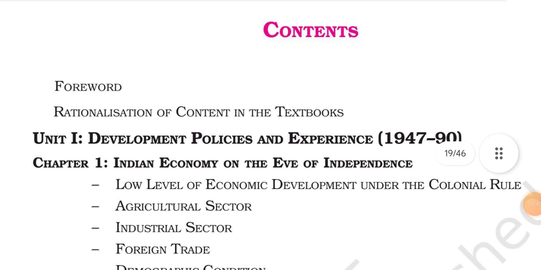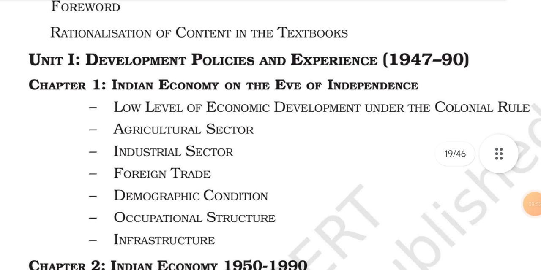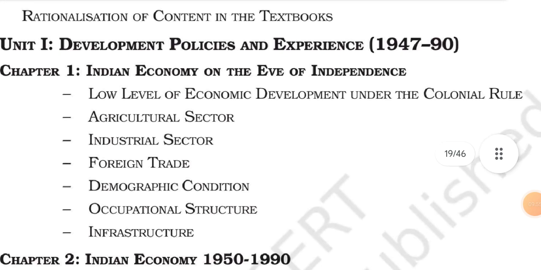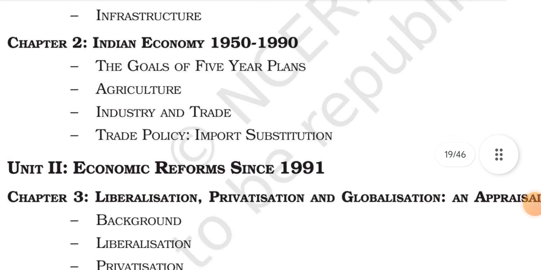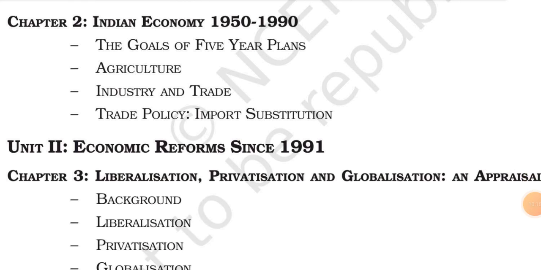Contents. Foreword. Rationalization of content in the textbook. Unit 1, Development Policies and Experiences, 1950 to 1990. Chapter 1, Indian Economy on the Eve of Independence. Low level of economic development under colonial rule, agricultural sector, industrial sector, foreign trade, demographic condition, occupational structure, infrastructure. Chapter 2, Indian Economy 1950 to 1990. The goals of five-year plans, agriculture, industry and trade policy, import substitution.